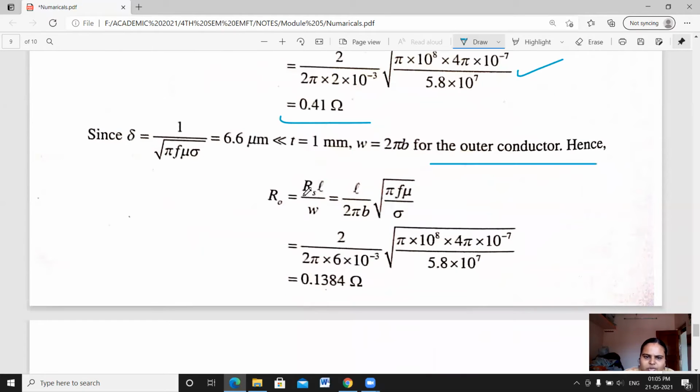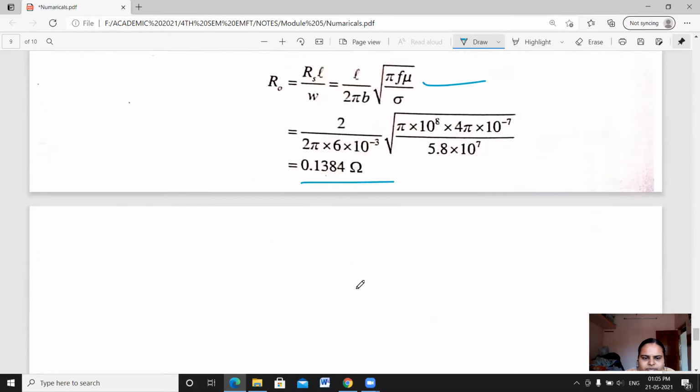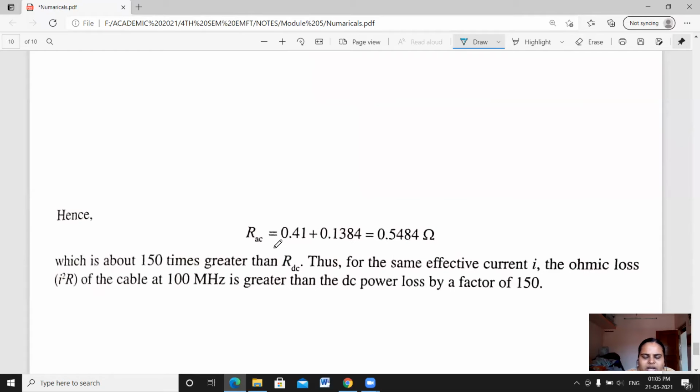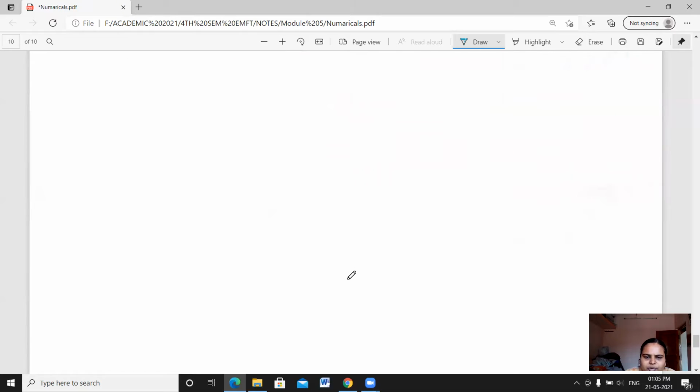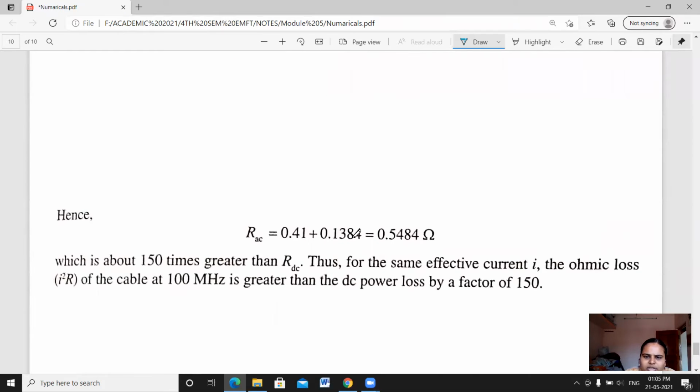Then W is going to be 2 pi B for the outer conductor. Therefore, R_o is going to be equal to R_s L divided by W, that is L divided by 2 pi B times the square root of pi f mu divided by sigma. Then substituting each of the values, we get R_o as 0.1384 ohms. Then R_AC is going to be 0.41 plus 0.1384, which is 0.5484 ohms, about 150 times greater than the R_DC.